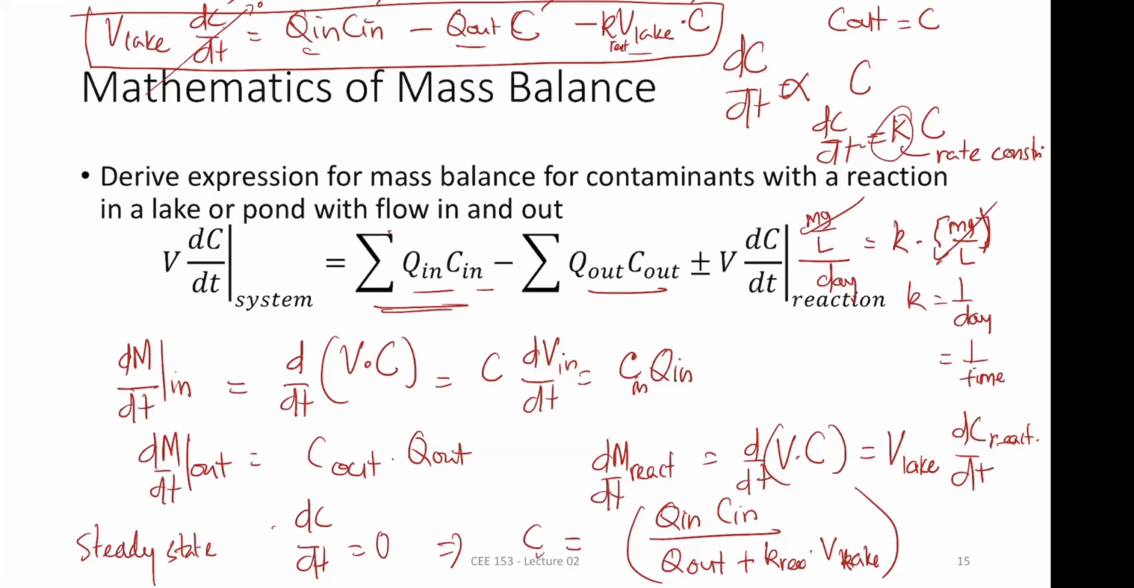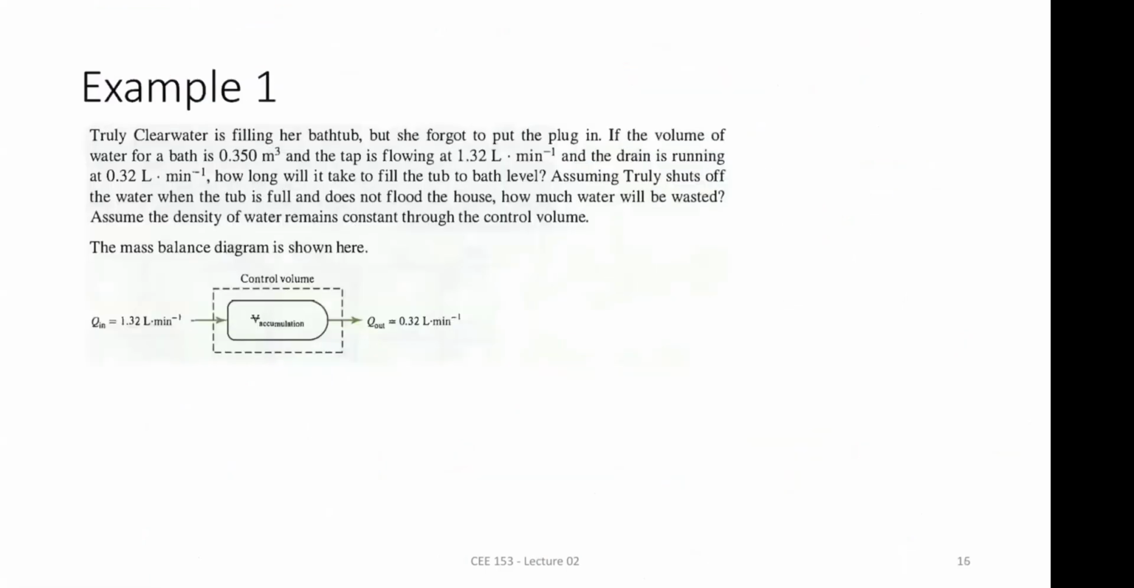Q times C is going to be mass over time, and K is 1 over time, so it's all balanced out. Volume over time is flow rate. So if you do dimensional analysis here, all units will cancel out, and it will be as concentration. All right, I'm not going to solve beyond this because we'll do that again and again for examples. So that's all about the mass balance concept today.